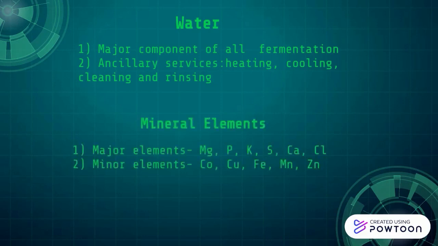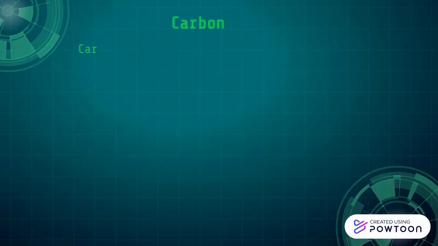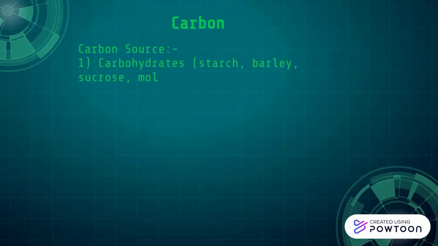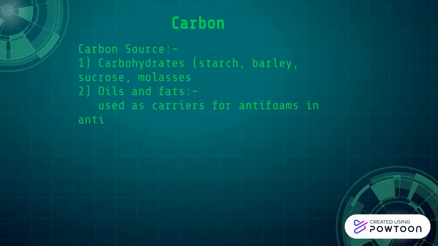Mineral elements consist of two types, major elements and minor elements. Carbon source, such as carbohydrate. Examples: starch, barley, sucrose, molasses. Oil and fat are used as carriers for antifoam in the antibiotic process. Vegetable oil.